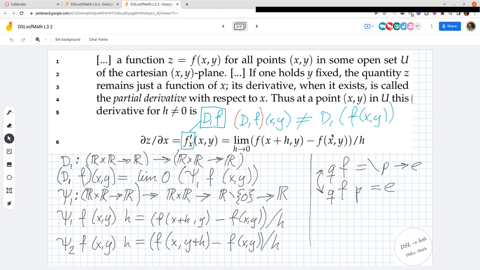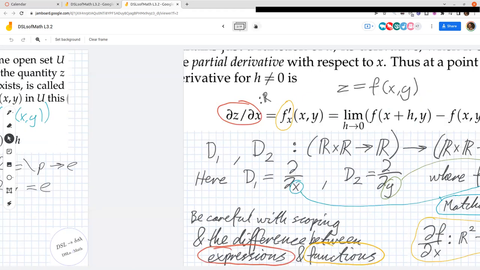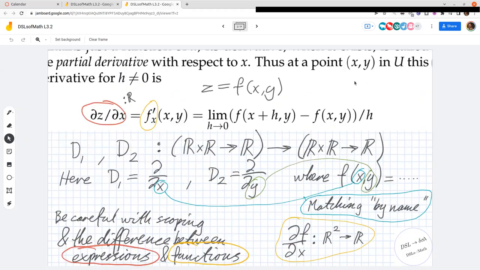Good questions. Let's move to the next slide. So here I'm trying to summarize a few of the things.